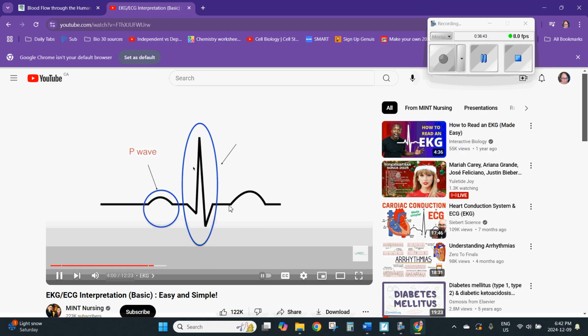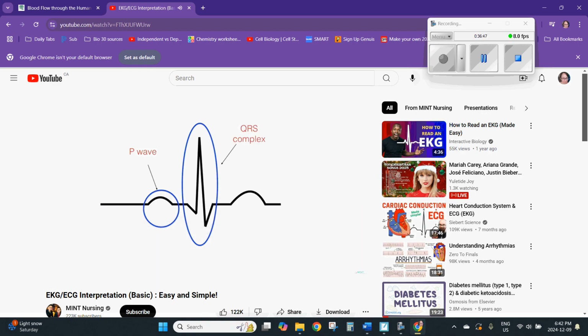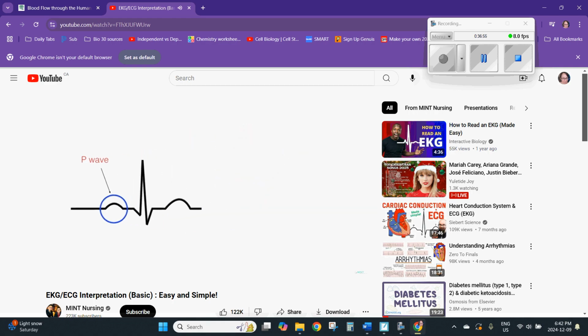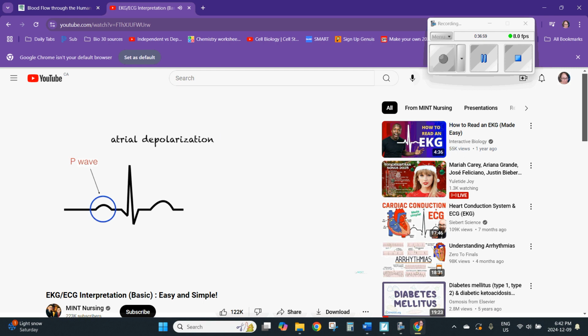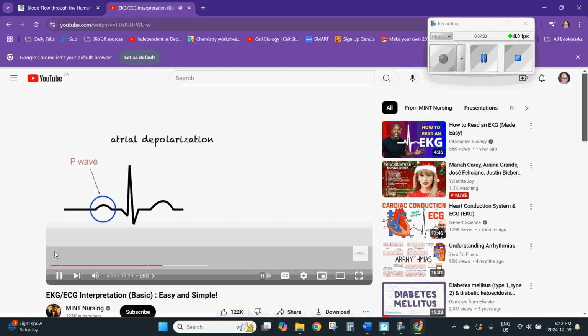Structure right here called the QRS complex. So depolarization is just a fancy way of saying the heart sending the impulse and contracting.